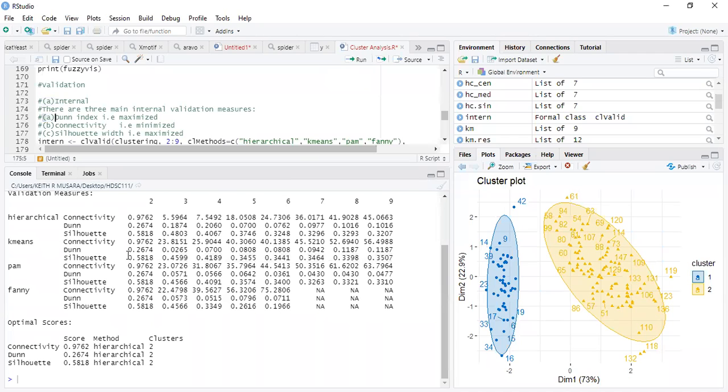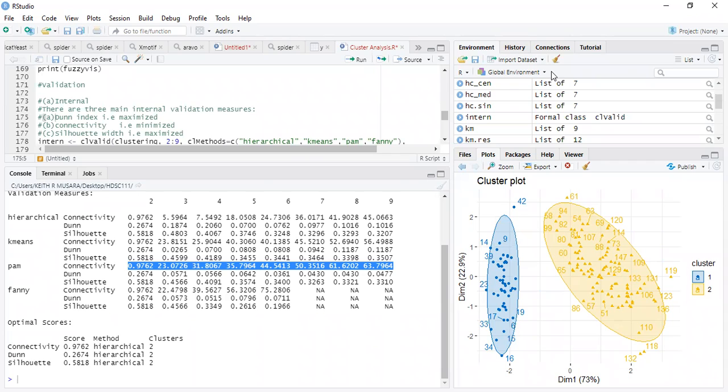So here I'm looking at k-means. You're looking at the Dunn index. You see which maximizes it: k is equal to 2. Then you go to the silhouette. Again, it suggests k is equal to 2, and for connectivity, the one that minimizes it is k equals 2. You go to PAM, you look at Dunn, the one which maximizes it is k equals 2, and silhouette, the one that maximizes it is also 2. And then the one that minimizes the connectivity is k equals 2.